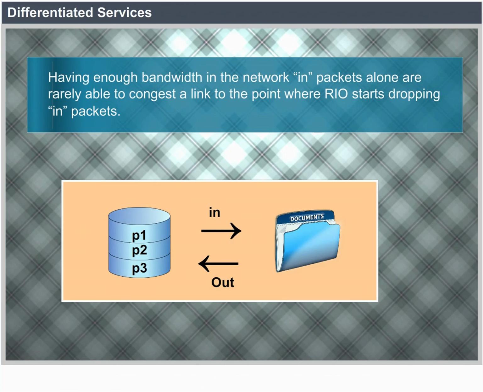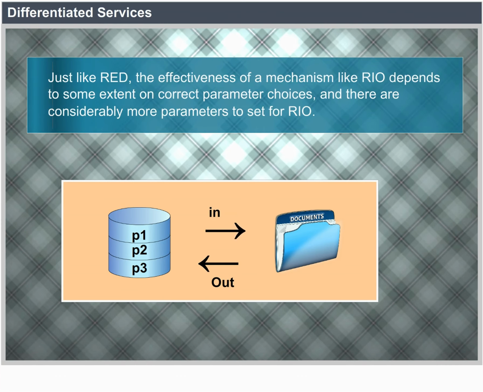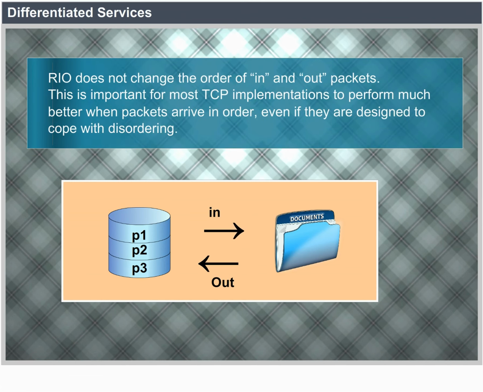There must be enough bandwidth in the network so that the in packets alone are rarely able to congest a link to the point where RIO starts dropping in packets. Just like RED, the effectiveness of a mechanism like RIO depends to some extent on correct parameter choices, and there are considerably more parameters to set for RIO. RIO does not change the order of in and out packets. This is important for most TCP implementations, which perform much better when packets arrive in order, even if they are designed to cope with misordering.